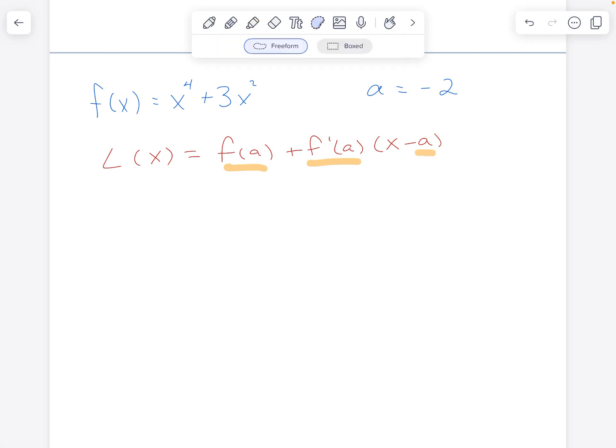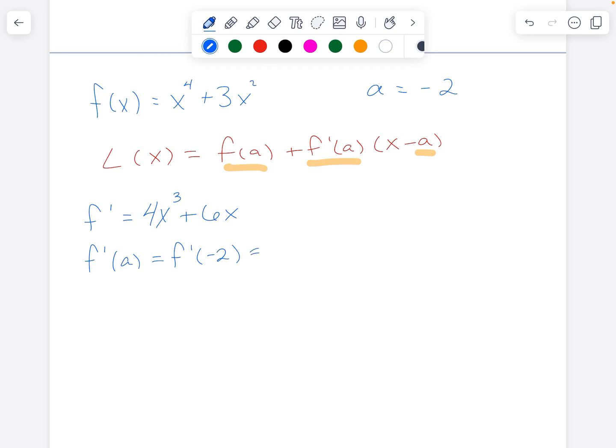All right, well, if that's my linearization, I better find my f prime. F prime, see if you can find your f prime and then plug it in and then unpause the video when you're done. So pause it, try it, unpause, check your work. This would be 4x cubed plus 6x. So f prime of a is f prime of negative 2 is negative 32, because it's negative 8 times 4, minus 12 is negative 44.